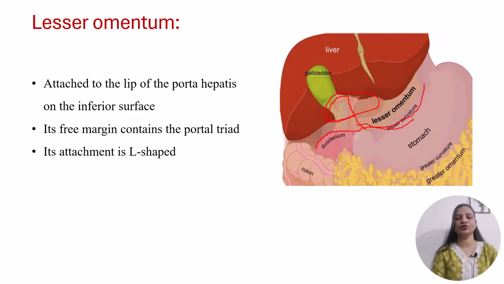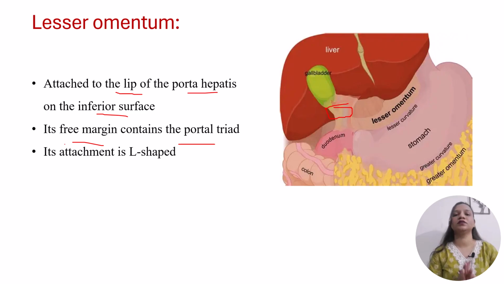So it is attached to the lip of the porta hepatis on the inferior surface, and its free margin contains the portal triad. Suppose here is the free margin of the lesser omentum. In this free margin, the lesser omentum contains the portal triad. That means the portal vein, the hepatic artery and the hepatic duct, which we remember as VAD. So the free margin of the lesser omentum contains the portal triad.